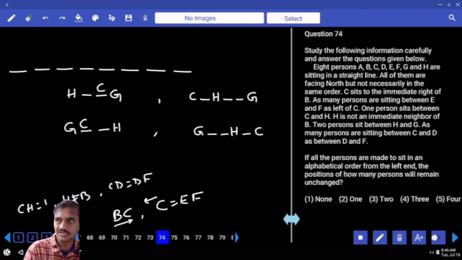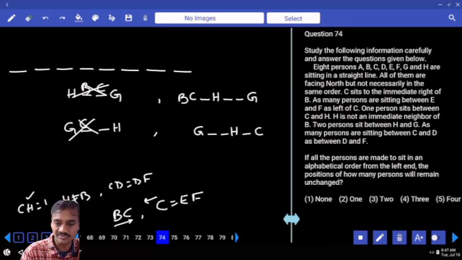How many possibilities are there altogether? 4. Now C and H have one between them, and H and B are not adjacent to each other. And C is to the immediate right of B. Where is this C? C is to the immediate right of B. B and H are adjacent, so this is ruled out. Now C is to the immediate right of B, this is also ruled out.